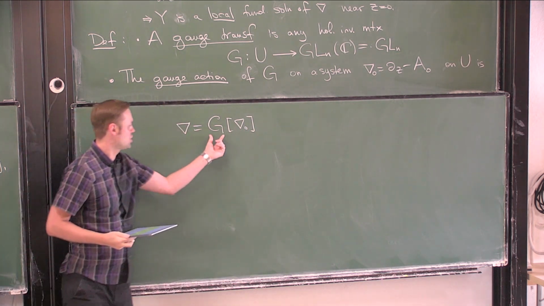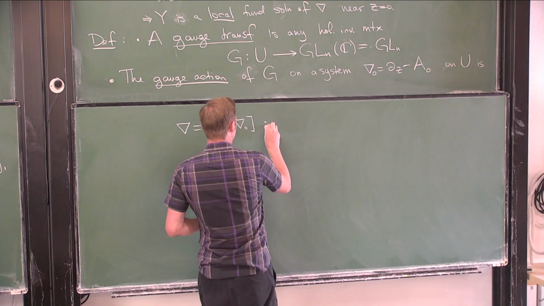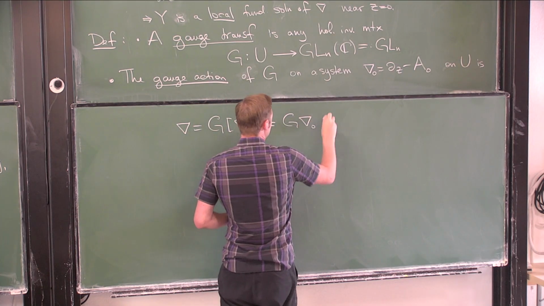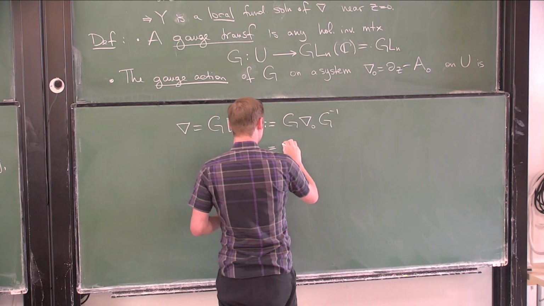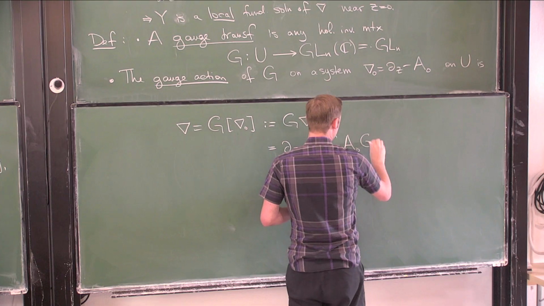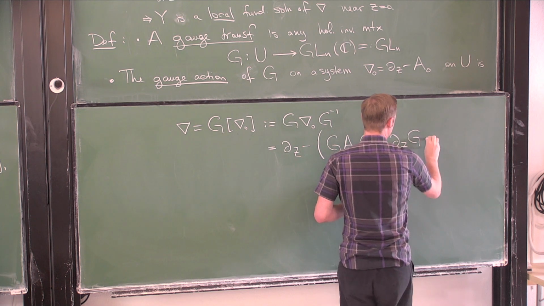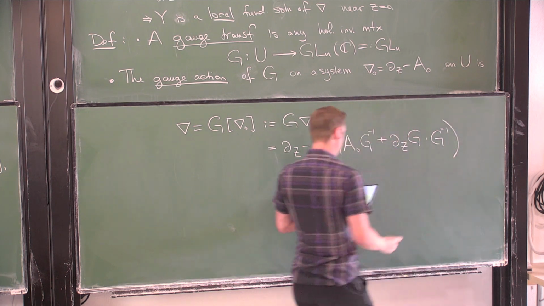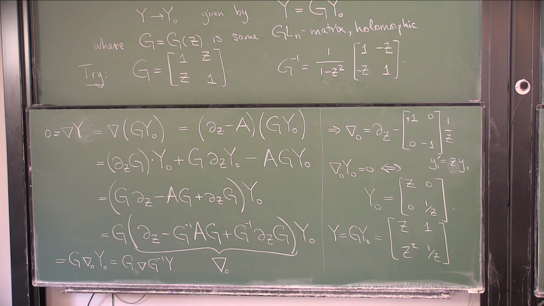So I'll use this notation when G acts on a differential system by gauge transformation. And this is really just conjugation by G. And so then the formula is essentially as we've seen before: G A_0 G inverse plus del_z G times G inverse. So this is my A.